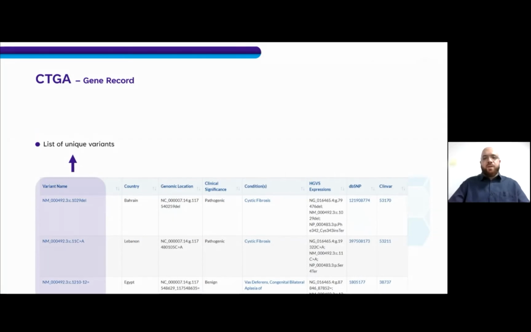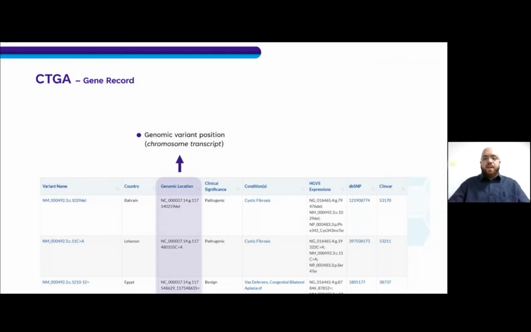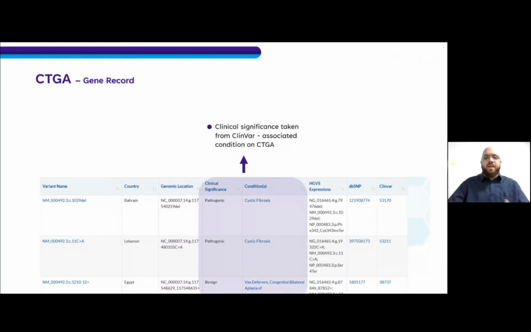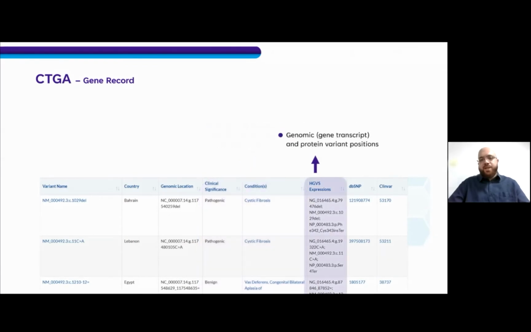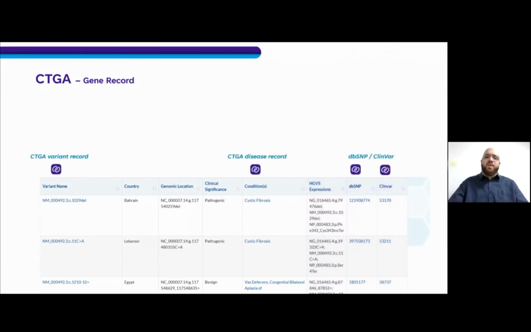Some of the fields here include the chromosomal genomic variant position, as well as the established clinical significance, which is derived from ClinVar, and the associated conditions based on what we record here on CTGA. This is followed by the remaining HGVS expressions for the variant, as well as the dbSNP and ClinVar IDs, which link out to the respective databases. Selecting any of the variants in this table will send you to the corresponding variant record on CTGA.